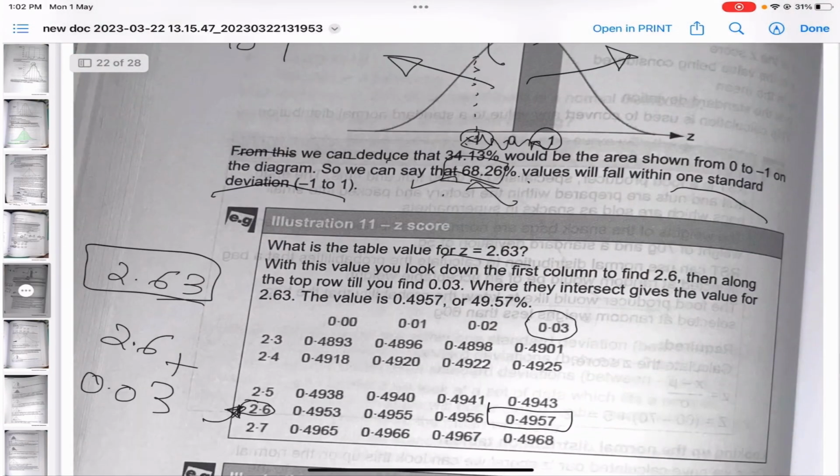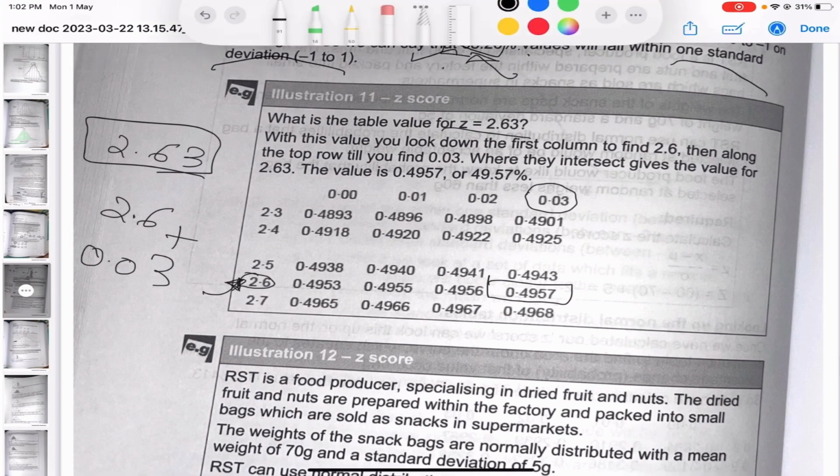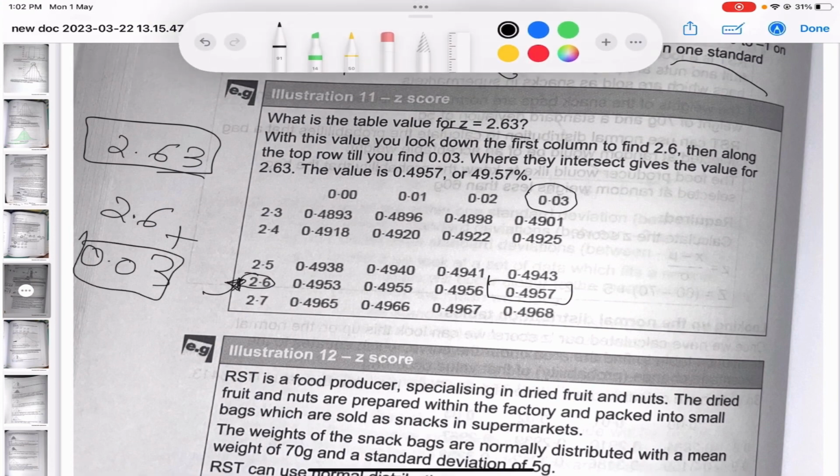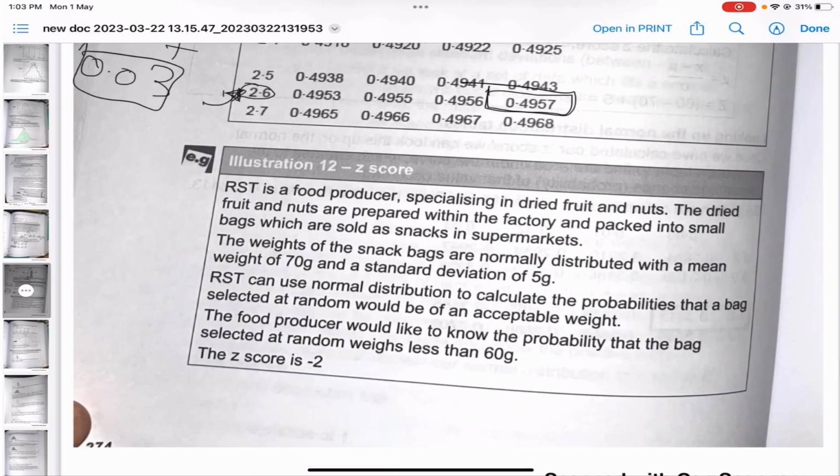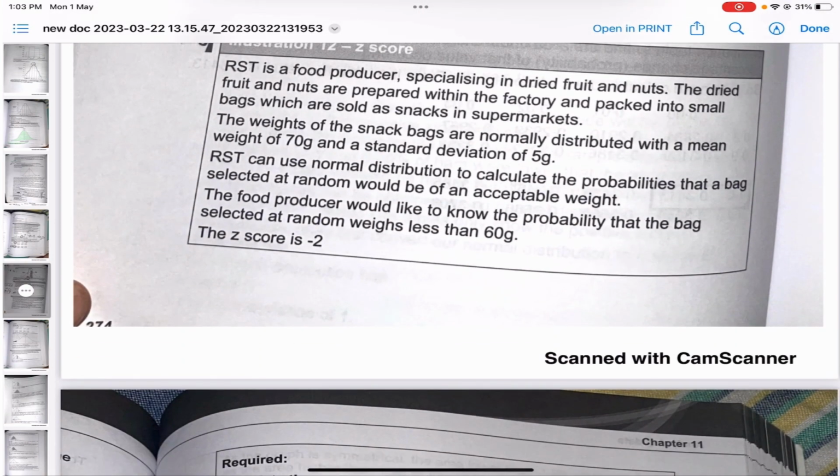And in this, why am I not choosing the 0 value? Because my corresponding value is 0.03. So 2.6 then 0.03. So my corresponding value is 0.4957. Where they intersect will give the value for 2.63. The value is 49.57. This is extremely simple and I hope you got it.